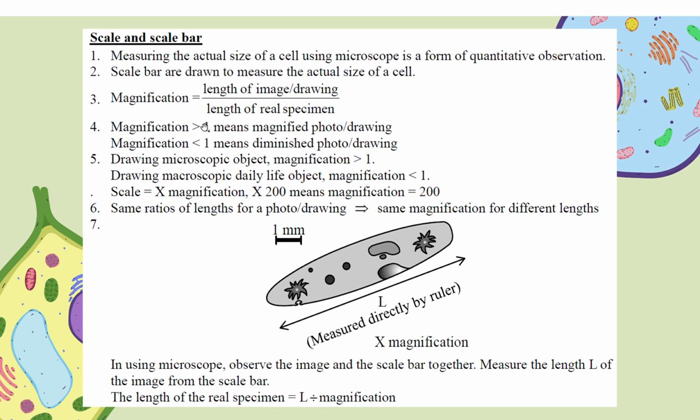If magnification is larger than 1, it means it is a magnified image. If magnification is smaller than 1, it is actually diminished. When we're using a microscope, of course magnification is larger than 1. When you are drawing a daily life object or someone is taking a photo, in daily life, the magnification is always smaller than 1. Remember, it is the same ratio of length for a photograph. So when you talk about the length ratio, that is the magnification. When you talk about the area ratio, it will be the magnification squared.